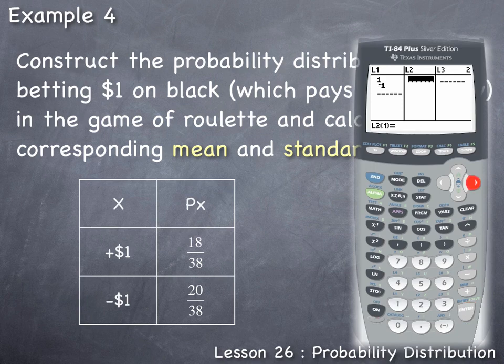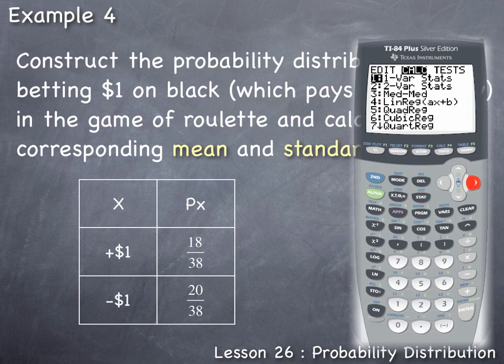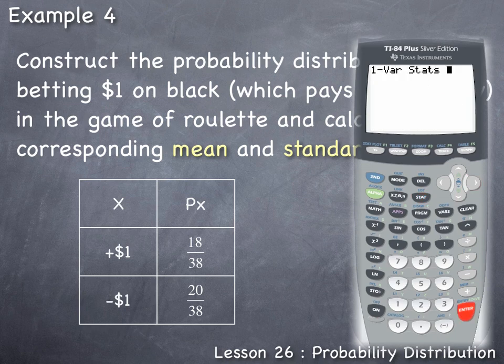arrow over to List 2, and in List 2 we'll put the corresponding probabilities. 18 divided by 38, enter, 20 divided by 38, enter. Now with the values of the random variable in List 1 and the corresponding probabilities in List 2, we can calculate the mean and standard deviation by pressing Stat, right arrow to Calc, Enter to select the 1-Var Stats command, 2nd 1 for List 1, comma, 2nd 2 for List 2, Enter.